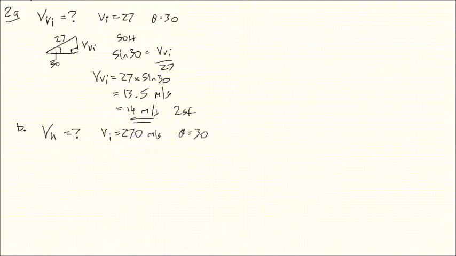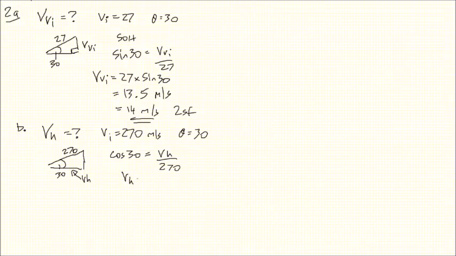Part B, what is the initial horizontal velocity of an object launched at a speed of 270 meters per second at an angle of 30 degrees to the vertical? So same thing, draw the triangle, 270 on the hypotenuse, 30 in the corner. This time we're solving for the adjacent side, the horizontal velocity, so cosine of theta equals VH over 270.